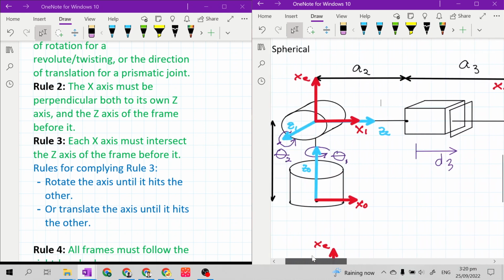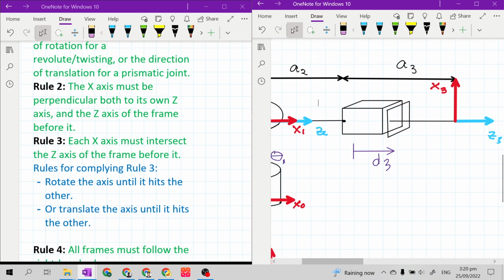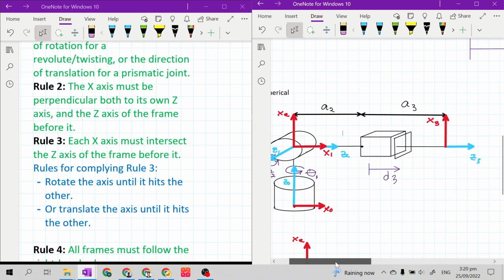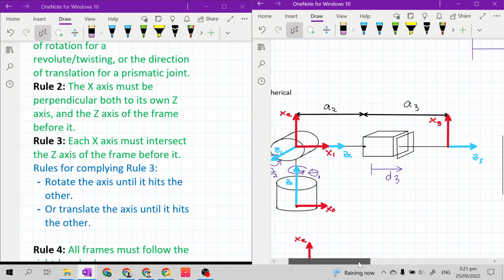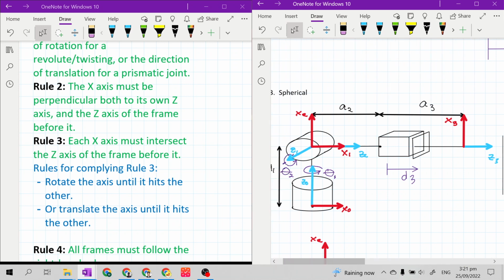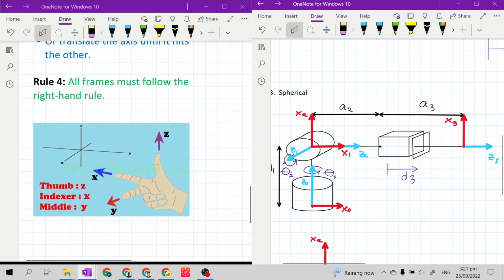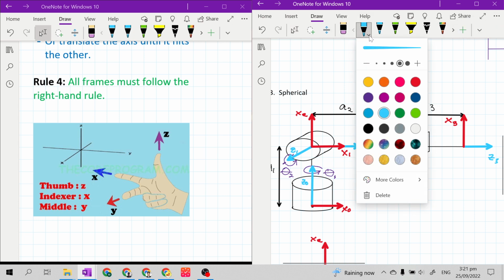Okay, now let's go to the last frame, the end effector frame. So at the end effector frame, x sub 3 must intersect with z sub 2. So what we will do here is we will extend z sub 2. Now, as you can see, it intersects with x sub 3. So x sub 3 complies with rule 3. So if everyone is complying with rule 3 now, we can go to rule 4. Okay, we must follow the right hand rule for the y-axis.